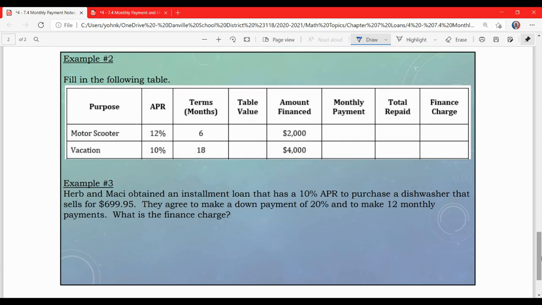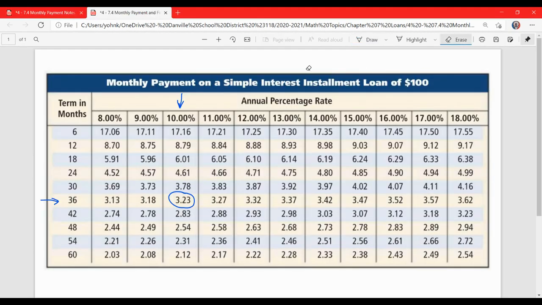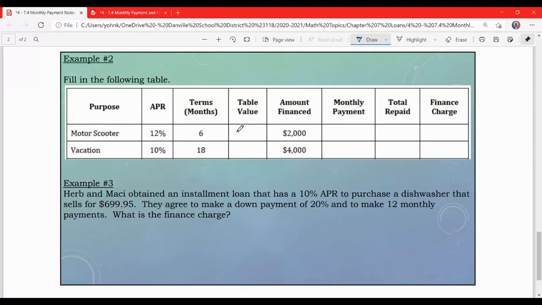Okay, number 2 is a table. Well, let's see. We're buying a motor scooter, 12% APR for 6 months. So we're only going to take 6 months to pay back. So we need to find the table value. So 12% in 6 months. Here's 12%. Here's 6 months. 1725. So 1725 is the table value.